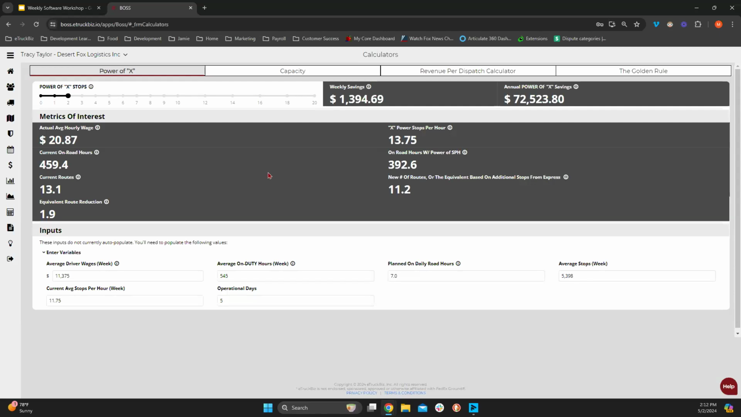Thanks, Mason. And yeah, we like to see savings. Even if you just go down to 1 extra stop per hour, that's still $39,000 a year. With the margins being the way they are right now, teeny tiny, that's a lot of money.